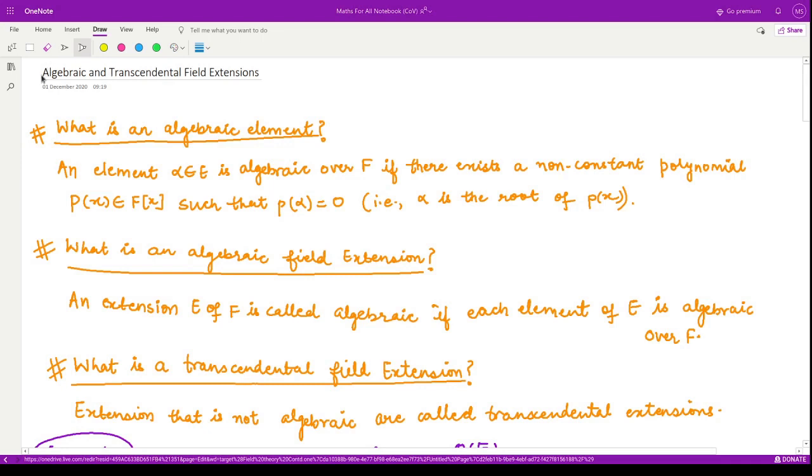In this video we shall see what are algebraic and transcendental field extensions. So let us get started. Firstly, we shall define what is an algebraic element.